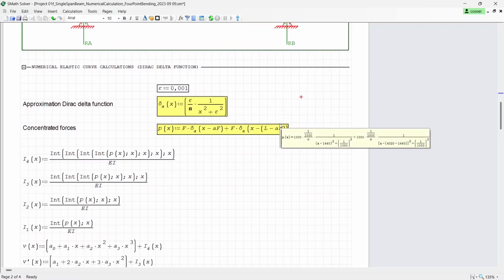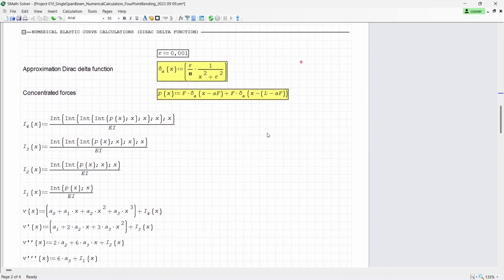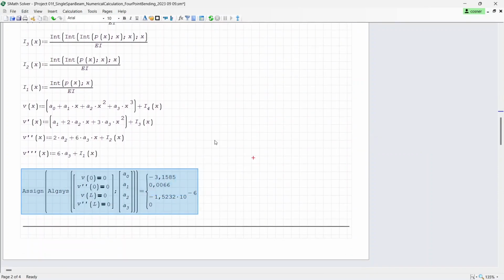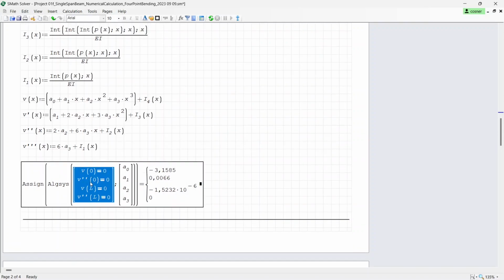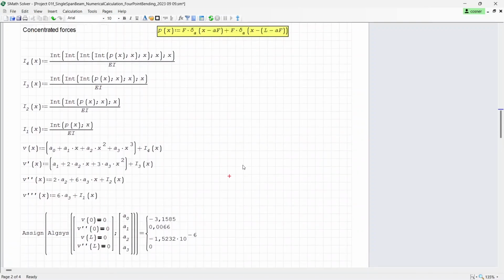I approximate the forces by means of the Dirac delta function, and then I solved the differential equation. You can see here the boundary condition of the system.